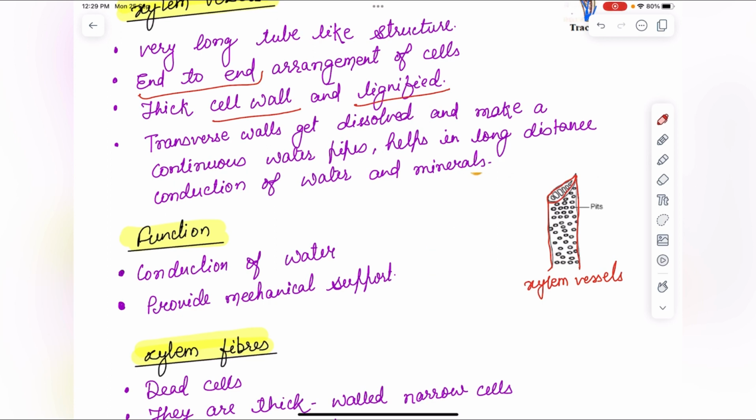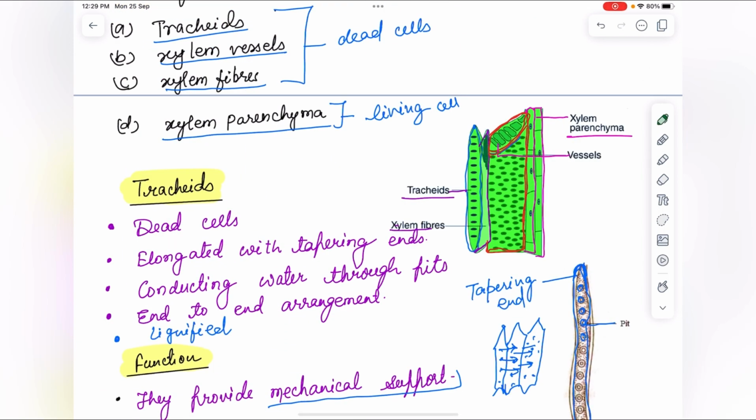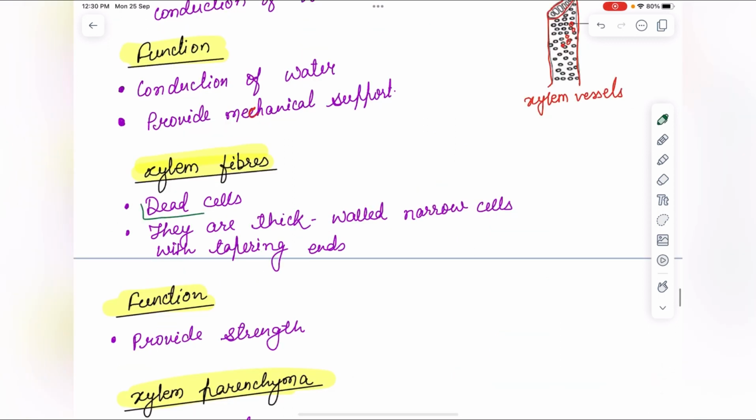And what is the function? This is a pit. Function: the conduction of water and provide mechanical support. Next is xylem fibers. This part is called xylem fibers. These xylem fibers are dead cells. They are thick-walled, narrow cells. The cell wall will be thick with tapering ends, and it will provide strength. The main function of this is to provide support and strength.